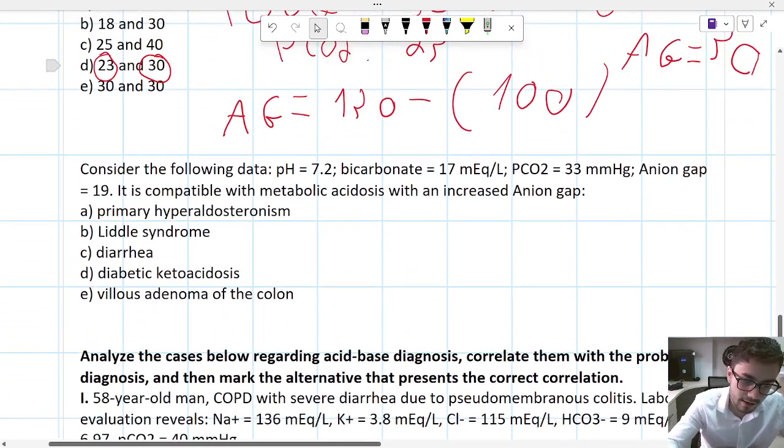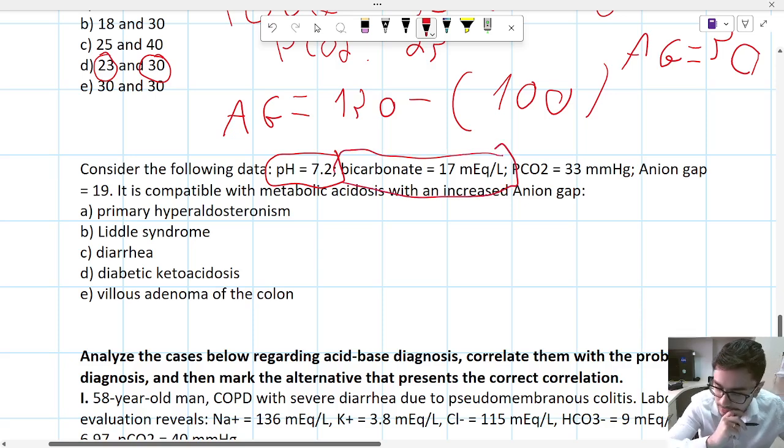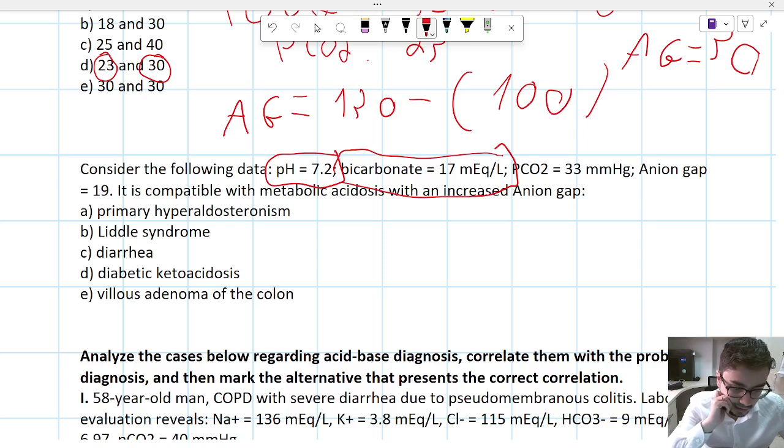Consider the following data. pH is 7.2. We can see that it's an acidosis, bicarb of 17, so it's a metabolic acidosis. And PCO2 of 33. Anion gap is equal to 19. It is compatible with metabolic acidosis with an increased anion gap. So now we need to know what are the causes of metabolic acidosis with an increased anion gap. So we'll end up here with diabetic ketoacidosis. Just remember the mnemonic, the CAT MUD PILES. So here we end up with the D.